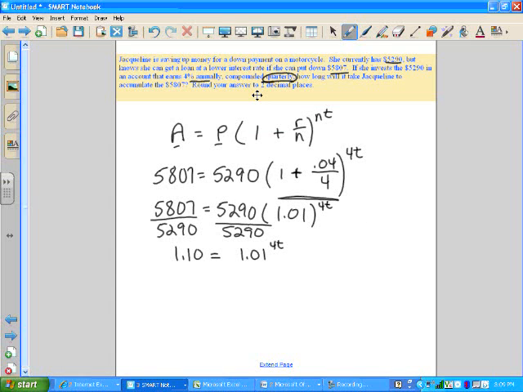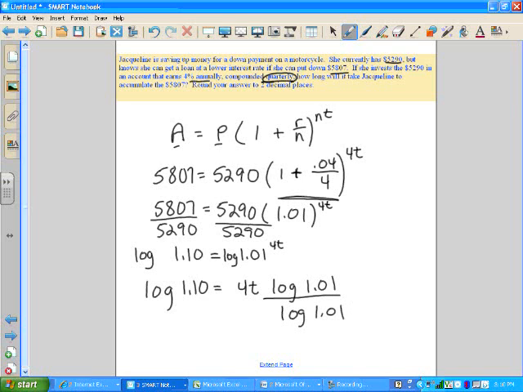Now, once I got the base isolated, what I can do to solve it here is I'm going to take a log on both sides. And so now what I can do to help me solve for this t, or this unknown exponent, is to use the power property. So I'm going to get the log of 1.10 equals 4t times the log of 1.01. Now let's solve for t. So I'm going to get rid of the log of 1.01, divide it off on both sides here.